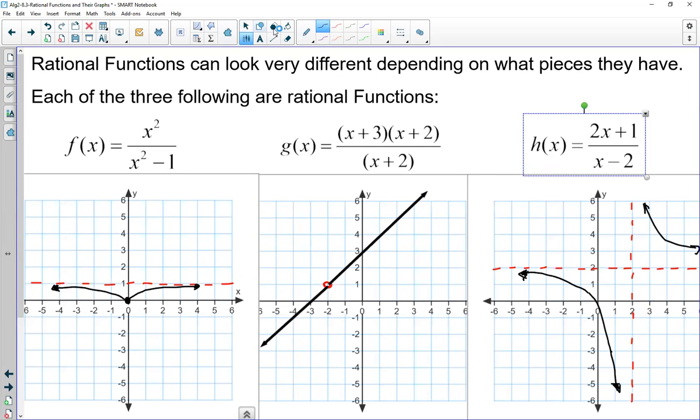So rational functions can look very different depending on what pieces they have. Each of the three following are considered rational functions, even though all three of them look very different. For our first one, we have x squared over x squared minus 1. Notice how we have just a horizontal asymptote here, and it kind of makes a bird-looking design. For our one right here, we have a straight line, but we are missing a piece, so we have a hole. And then our third one, we have 2x plus 1 over x minus 2. We have a vertical asymptote as well as a horizontal one. Let's go ahead and talk about these.